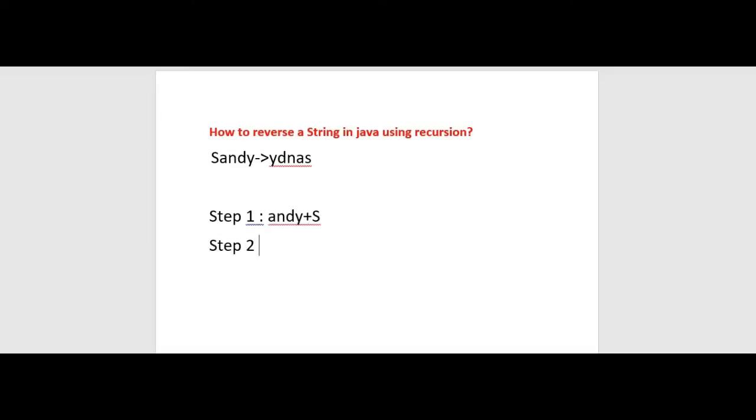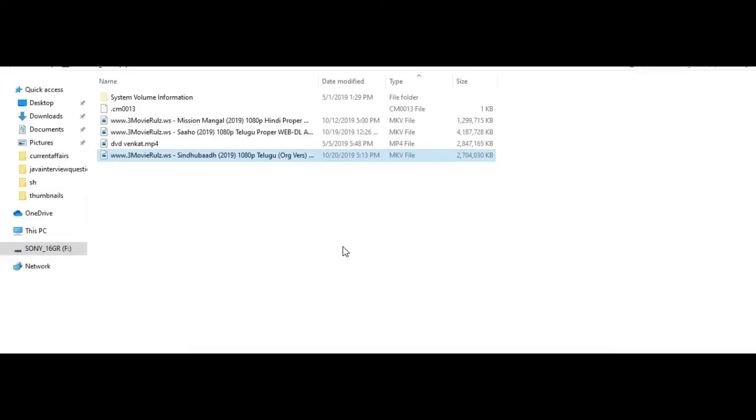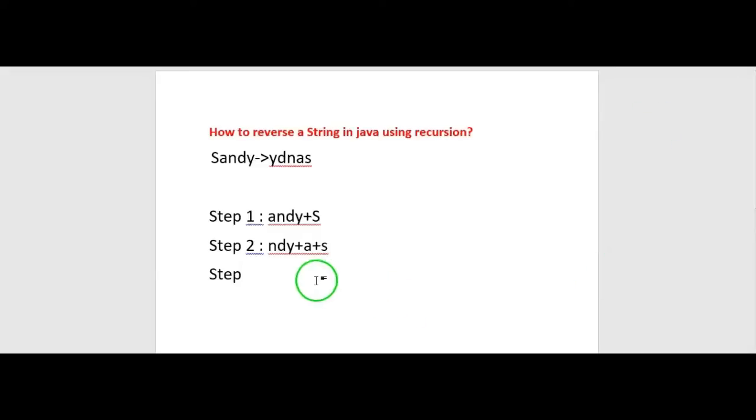So in step 2, again we need to extract everything except the first character, extract this string. What I am doing is ndy, and then append the first character. What is the first character? A, and then s will be there from the previous one. And again step 3, again extract the first character and append.